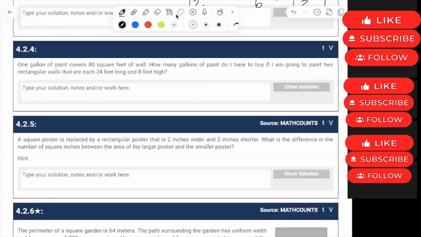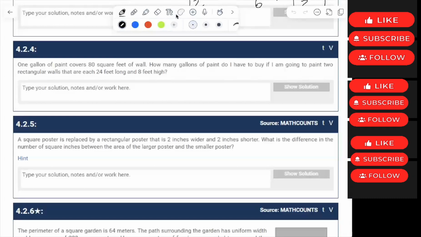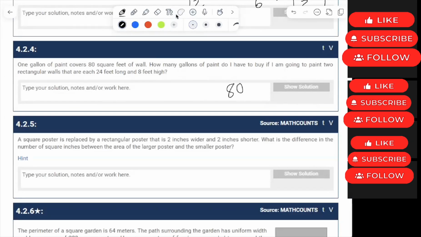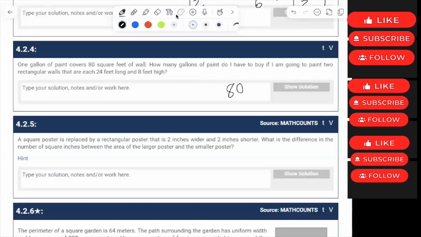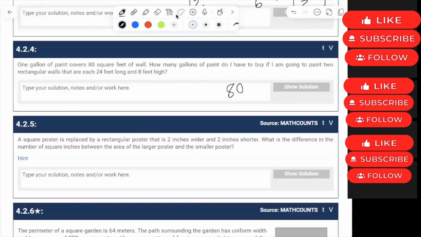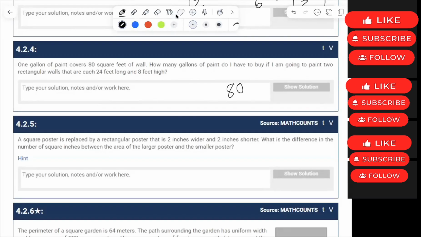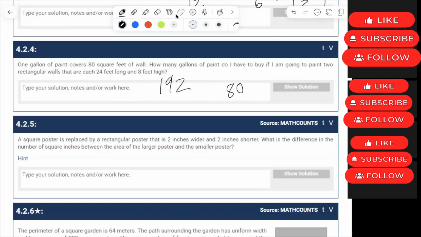All right, let's get started with this question now. So basically, how do we approach this? Well, notice that 1 gallon of paint covers 80 square feet of wall, and we have two of these that are each 24 by 8. We first find the area of one of those, which is going to be 64 times 3, or 182. All right?